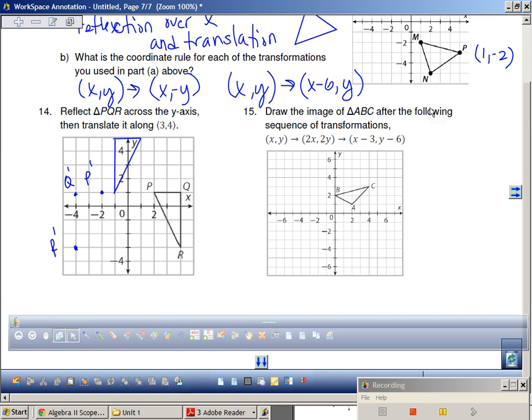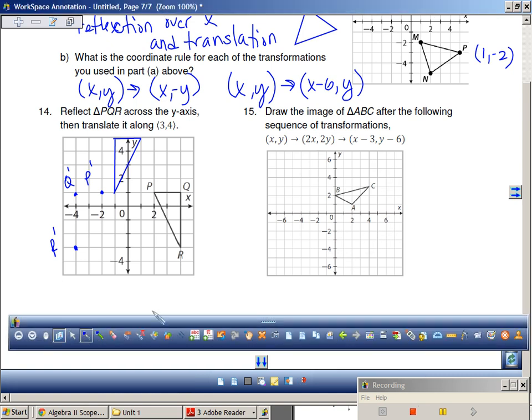All right, draw the image of ABC after the following sequences. All right, so this one is a little different, right? What's happening to this figure when I multiply by 2? It's getting 2 times larger. So whenever you have something like that, guys, instead of trying to do it visually, you should probably just find your points and do it mathematically. Good. So A, B, and C.